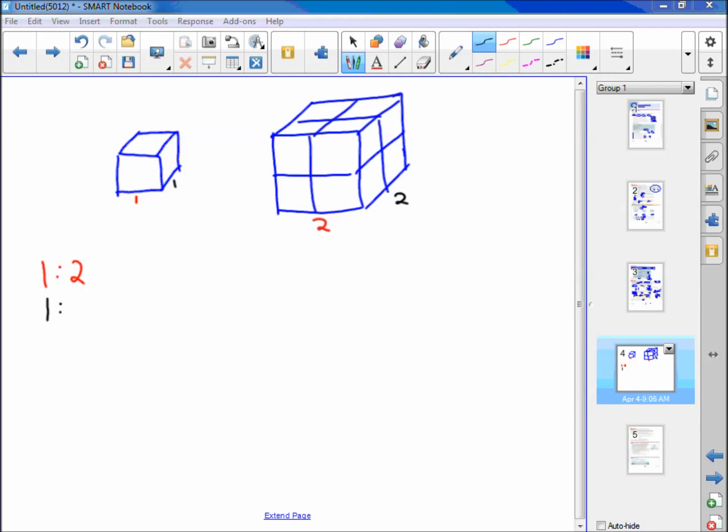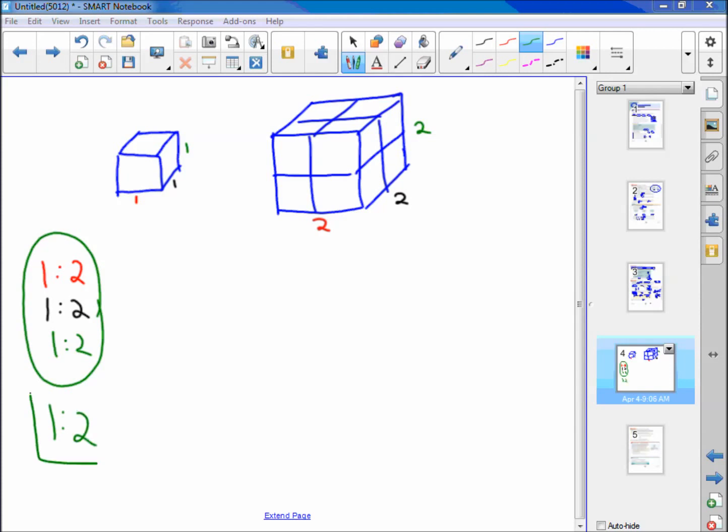So the ratio of front to back is also 1 to 2. And the first cube is 1 up and down to 2 up and down, so the ratio of up and down is 1 to 2. That checks all three dimensions, and they all are the same ratio. Therefore, these cubes are similar, and they have this scale factor.